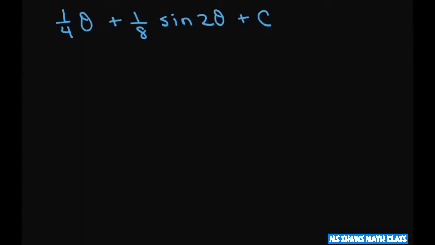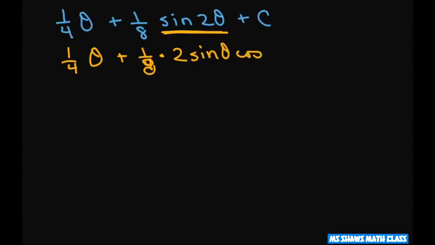We have to move this back to x, so what I want to do here is use my double angle identity and write this as 1/4 theta plus 1/8 times 2 sine theta cosine theta plus c. Well, this is going to end up being 1/4. So just remember this, let's just erase and write this as 1/4. So this is going to be 1/4 here.